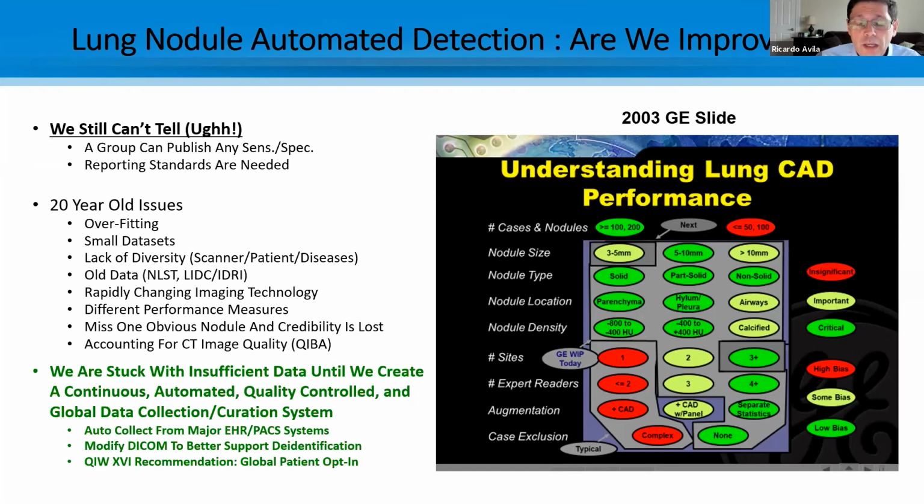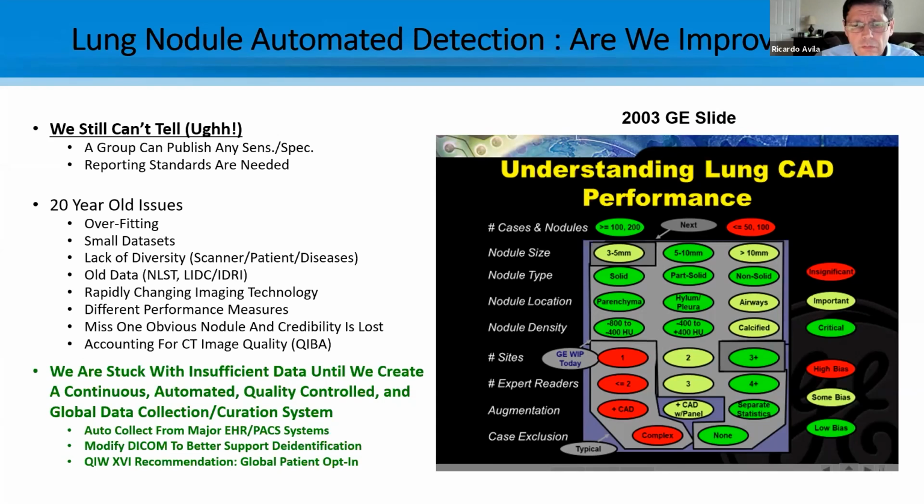And by the way, we recommended this at the last quantitative imaging workshop. We called it a global patient opt-in. The idea is that if we can automatically collect from major electronic health records and PACS systems when a patient says they opt in, like you donate your organs to science, you can donate your data to science. And I mentioned earlier in this workshop the GiveAScan.